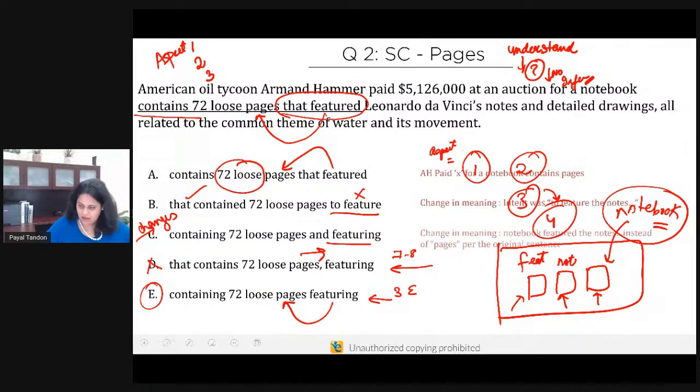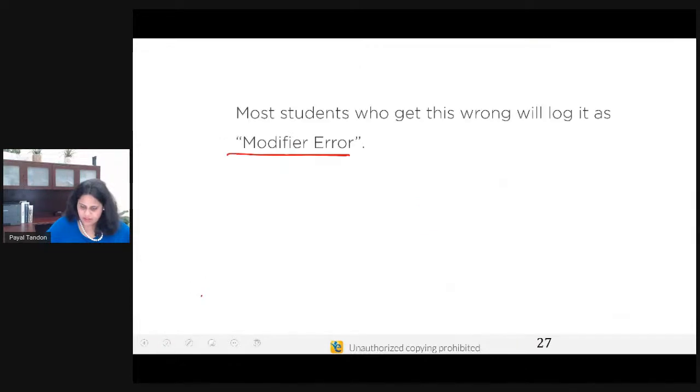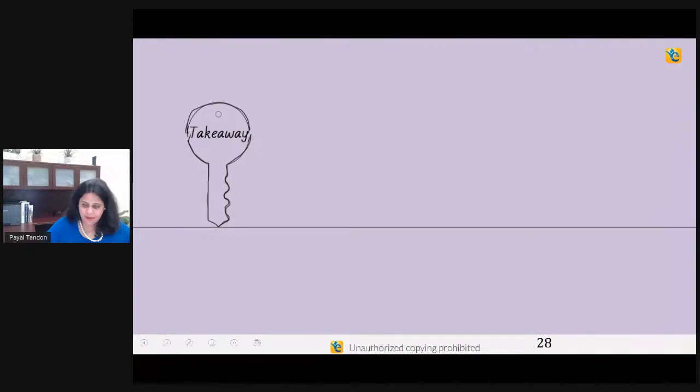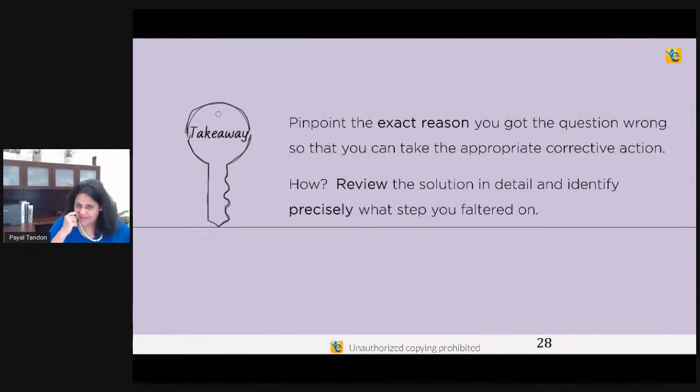So again, let's go further. All right. So again, most students who will get this question wrong will log this as modifier. Okay. But again, modifier, just that corrective action is not going to help you. Okay. So, Arvind, you are making that point. Official GMAT questions are really ambiguous. I will provide you with a question that is similar to this one, in which there's so much communication and so much argument going on. So again, it's up to you. You can believe in that statement, or you can understand the method that is required for you to solve these questions.